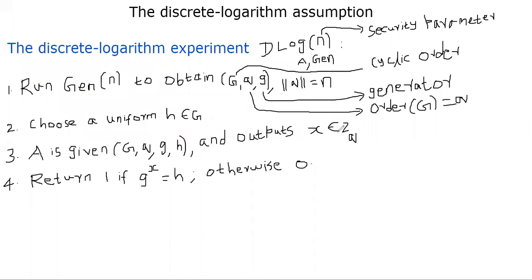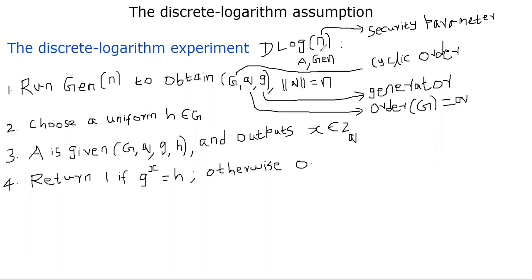Hello, welcome back. In this segment, I will define the discrete logarithm assumption more formally. The idea of the discrete logarithm assumption is defined with the help of an experiment. Let's call that experiment DLog of n. What is n? n is the size of the order of the group.